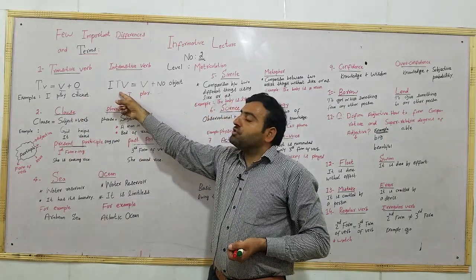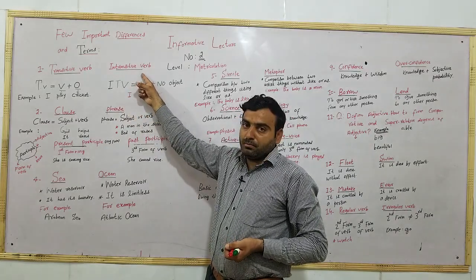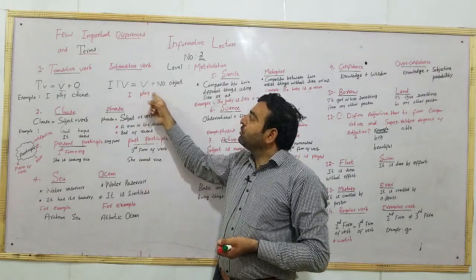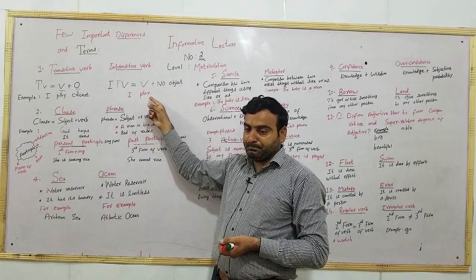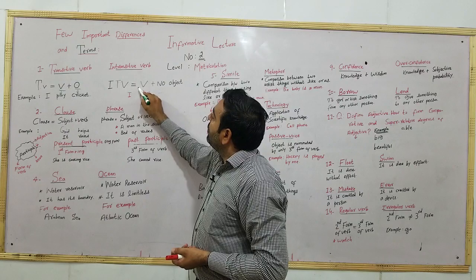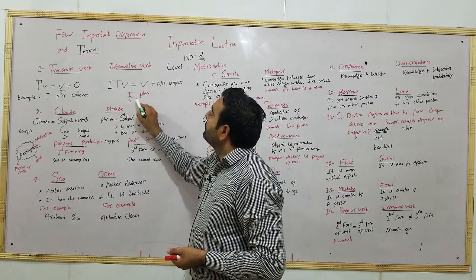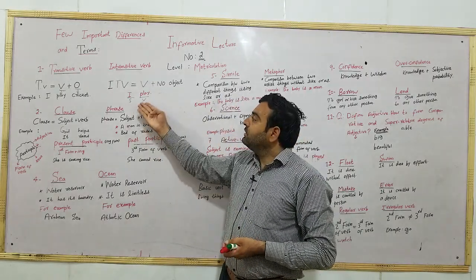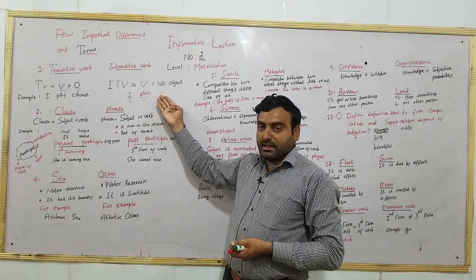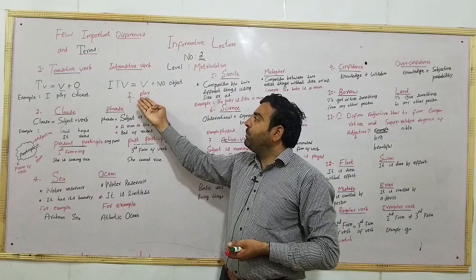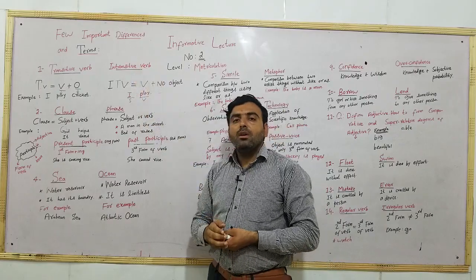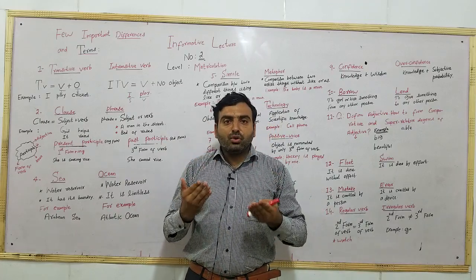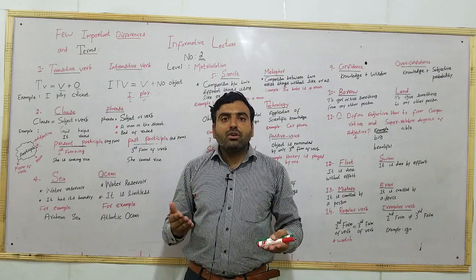Now come towards the ITV, intransitive verb. Intransitive verb is a type of verb which does not have its object. For example, I play. I is a subject and play is a verb. Dear students, this verb play has no object. So this verb is called an intransitive verb. So the basic difference between transitive verb and intransitive verb is that transitive verb has its own object and intransitive verb does not have its own object.